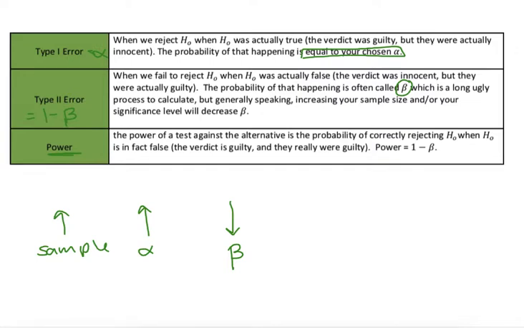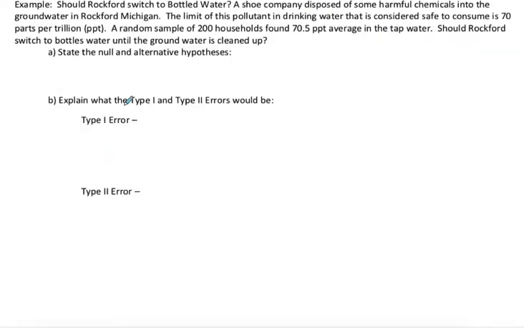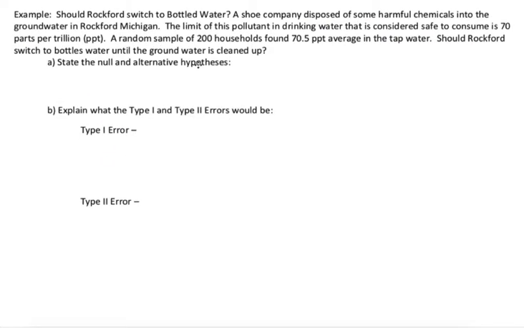And so when we look at our first example, it says, should Rockford switch to bottled water? A shoe company disposed of some harmful chemicals into the groundwater in Rockford, Michigan. The limit of this pollutant in drinking water that is considered safe to consume is 70 parts per trillion. A random sample of 200 households found 70.5 parts per trillion average in the tap water. Should Rockford switch to water bottles until the groundwater is cleaned up?